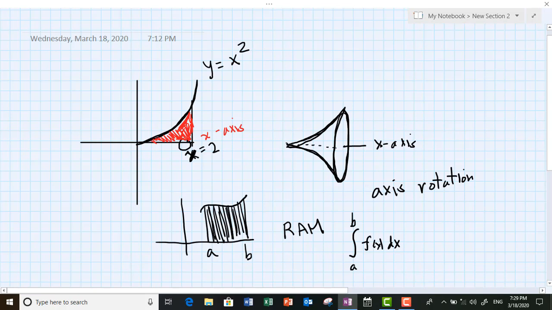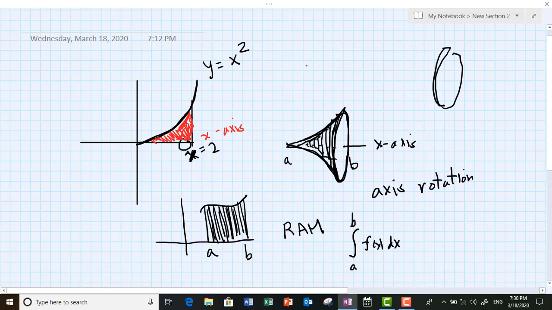Now, we are going to use a similar approach, but since this is a volume, we cannot use a rectangle. We are going to use a disk that we just talked about earlier. What we're going to do is create a bunch of disks here. When we find the volume of each disk and add them up from A to B, that's how we're going to find the volume of the solid.